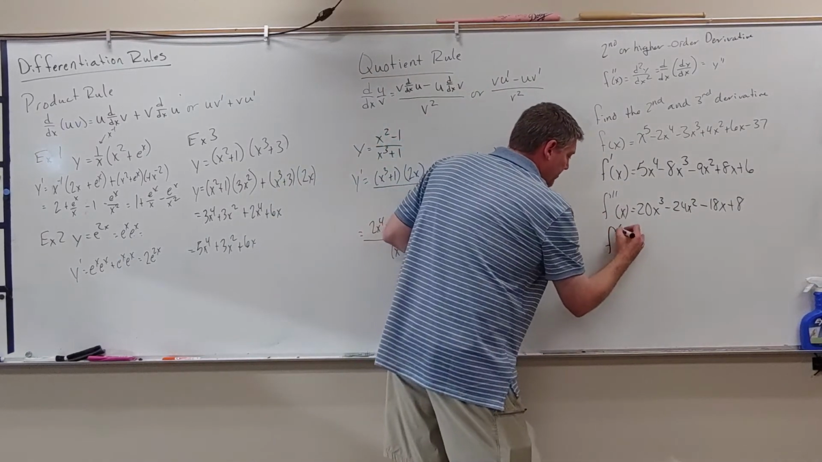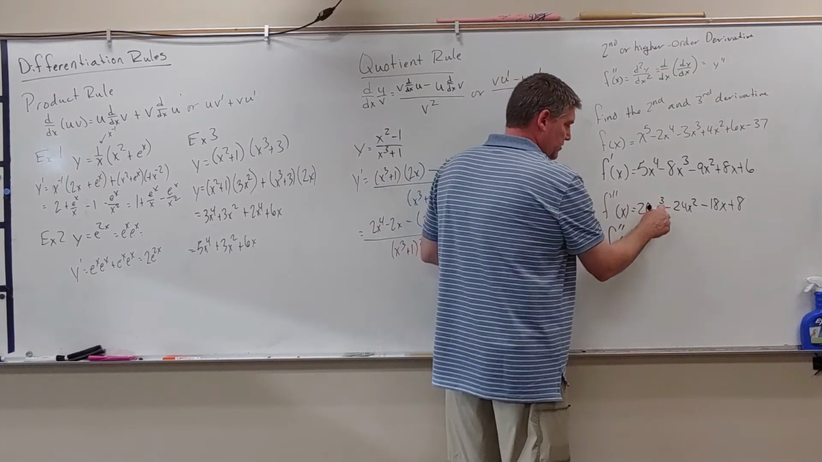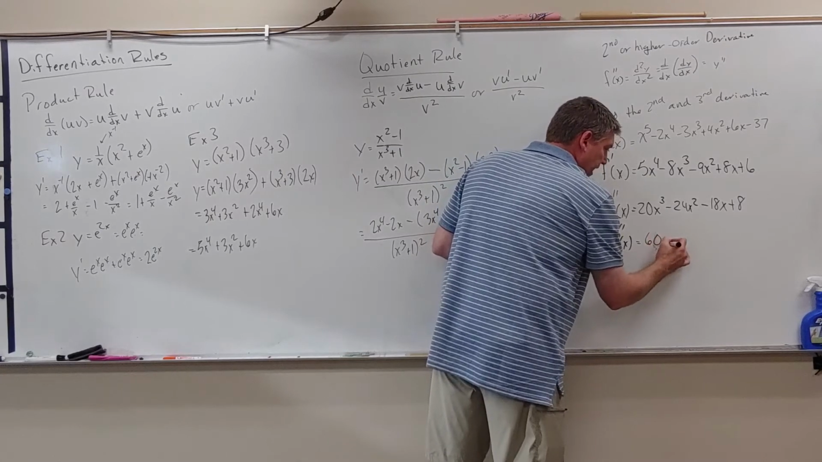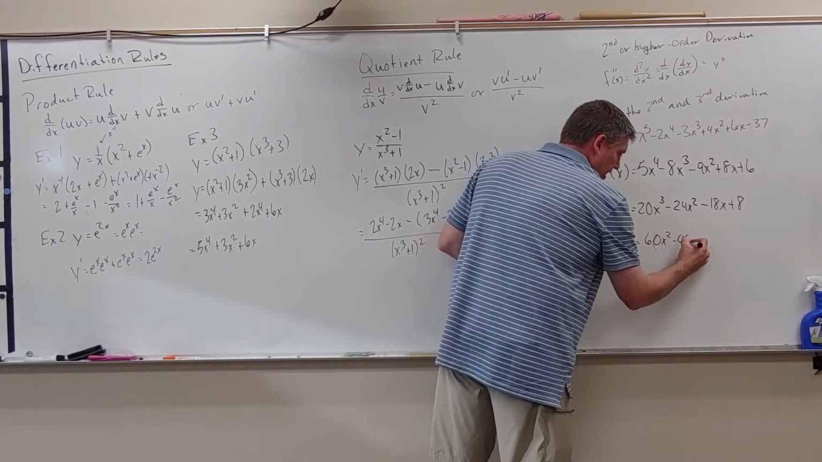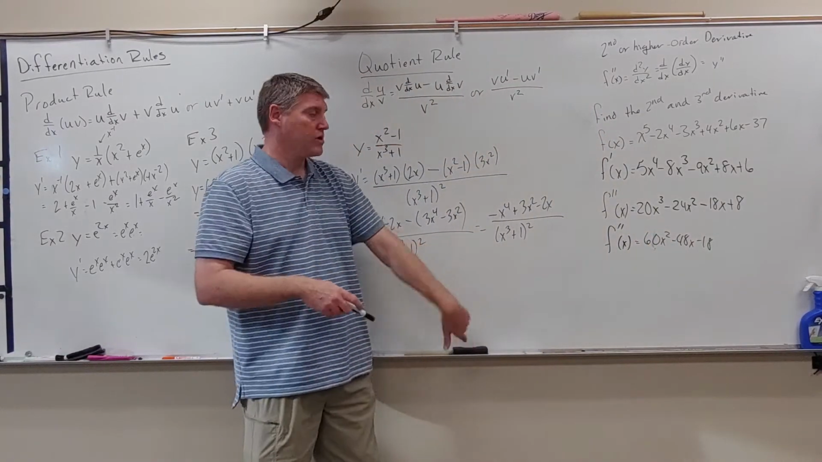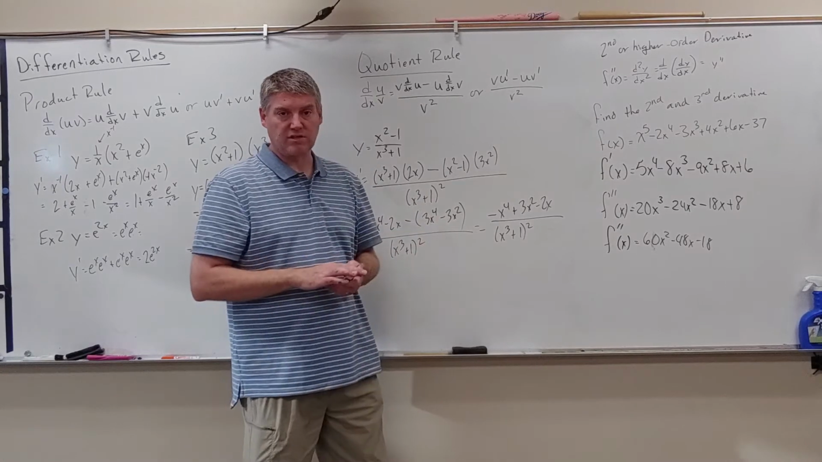Now my third derivative, I'm going to do the derivative again. So this gives me 60x squared minus 48x minus 18. And I could continue to take the derivatives and take the derivatives and take the derivatives of this.